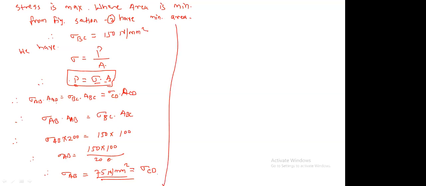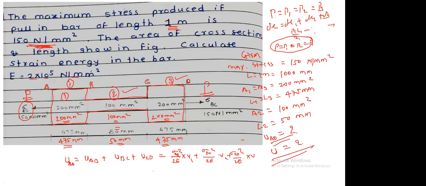Please keep in mind why it is equal, because if you see the figure, section 1 and section 3 cross-sectional areas are same, that is 200 mm square, 200 mm square. Lengths are also equal, 475, 75, 475. Therefore, the stress induced in section 1 will also be induced in section number 3. So please keep in mind.